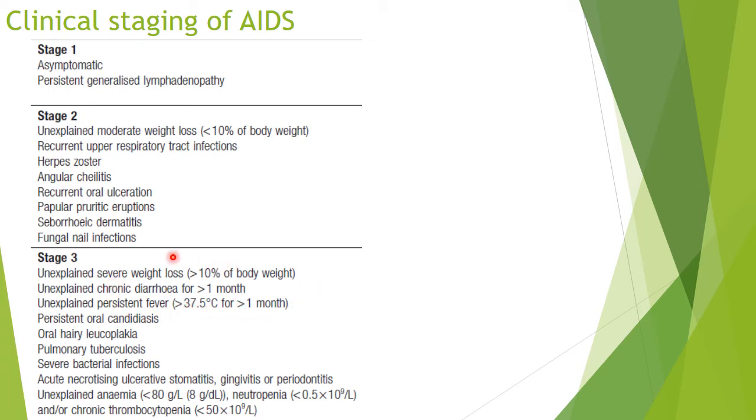So if these 3 features are present, suspect HIV/AIDS: severe weight loss, chronic diarrhea, and persistent fever. Diarrhea and fever for 1 month, and if there is severe weight loss, you can always suspect AIDS. And there are also oral candidiasis, pulmonary tuberculosis, and granulocytopenia or pancytopenia. There is anemia plus neutropenia plus thrombocytopenia, all 3 are present in stage 3. And there can also be dental conditions like ANUG or periodontitis.